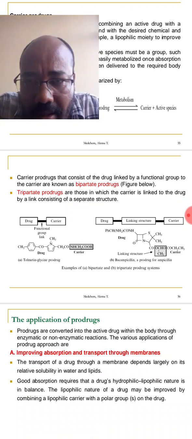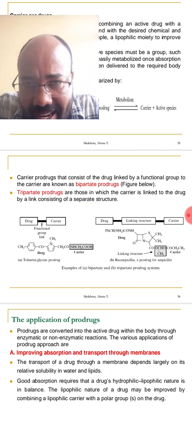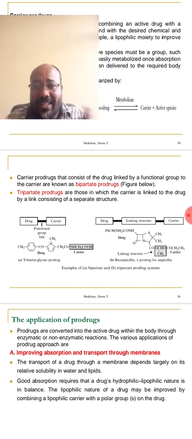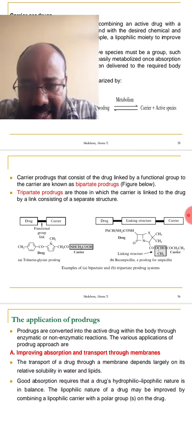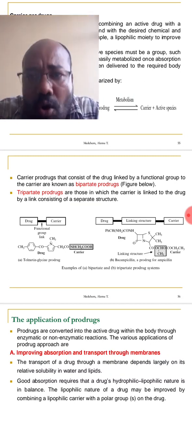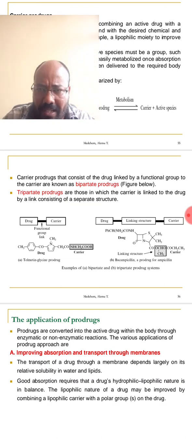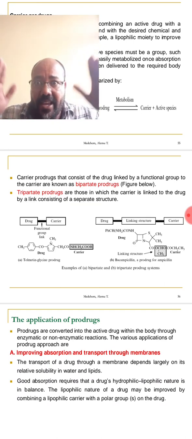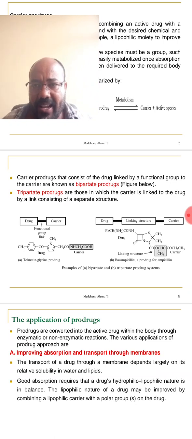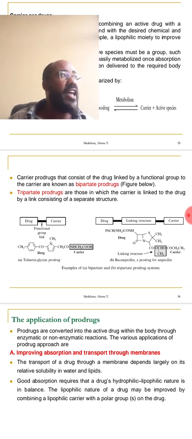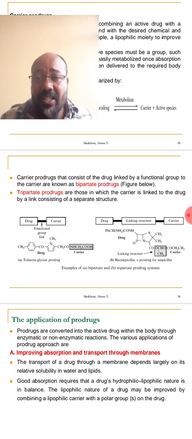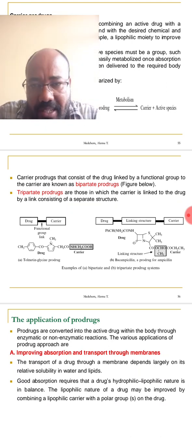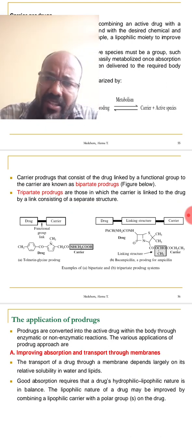But if the active drug and the carrier are combined with each other by a structure rather than a functional group, a bulky structure, we can say it is a tripartite prodrug. Not simple functional groups like esters and amides, but if the active drug and the carrier are connected with a bulky structure, another structure that connects the two, we can say it is a tripartite prodrug. That is the difference between the two.